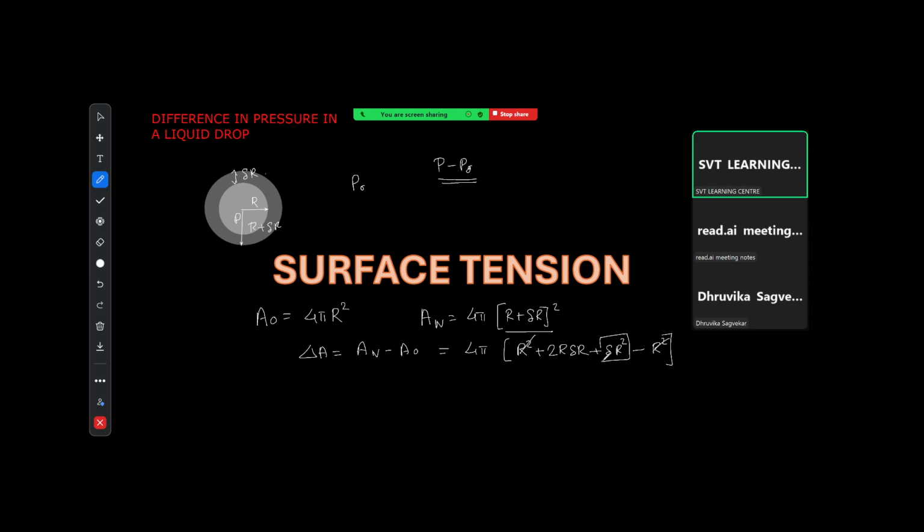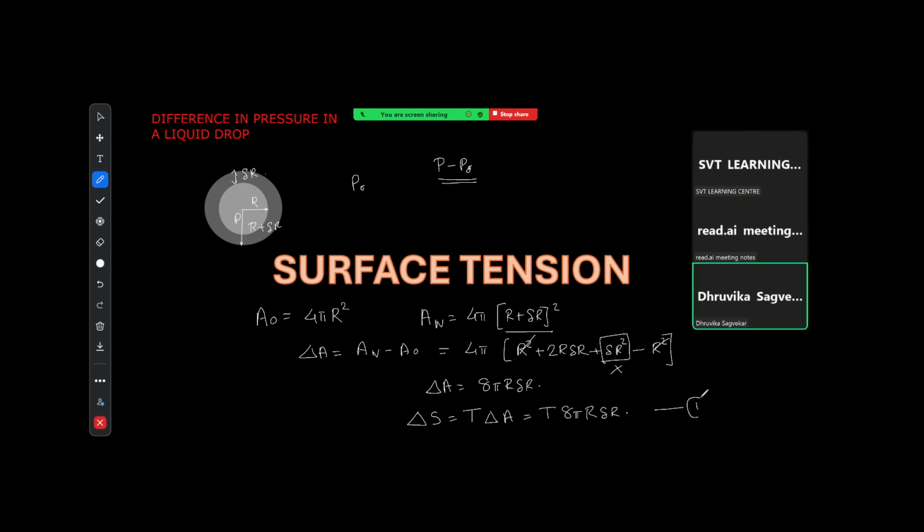Now notice here that your R square and R square get cancelled. The delta R square portion being very small is neglected. So our change in area which we are trying to calculate will become 8 pi R delta R. So change in surface energy, according to the formula which we learnt, should be equal to T into delta A, and that should be equal to T into 8 pi R delta R, correct? Hello, is this clear? Yes, sir. Okay. Now why is this happening?